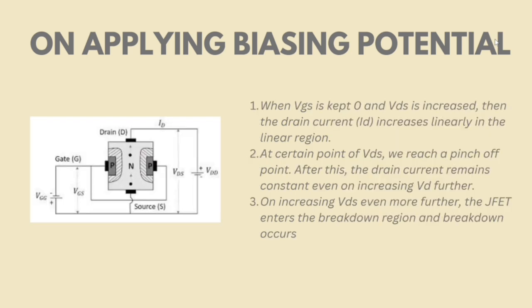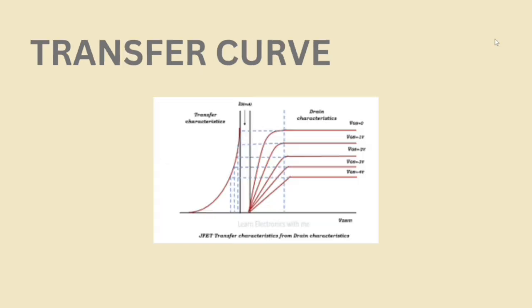When the gate-source voltage is kept zero and the drain-to-source voltage is increased, the drain current ID increases linearly in the linear region. At one point, it reaches the pinch-off point, and after that, it enters the saturated region. Again, if we keep on increasing VDS further, at one point the system even breaks down. Here we can see the transfer characteristic of the N-channel JFET. We can see different operating regions.